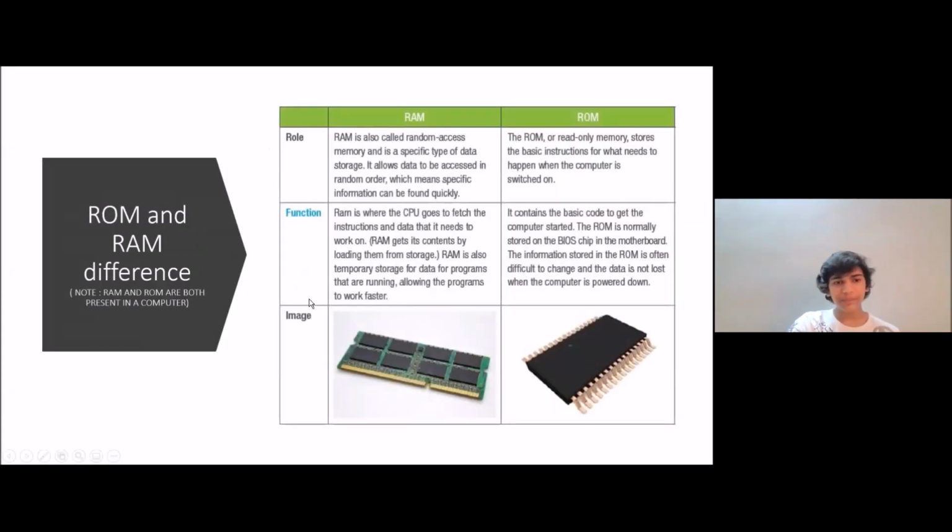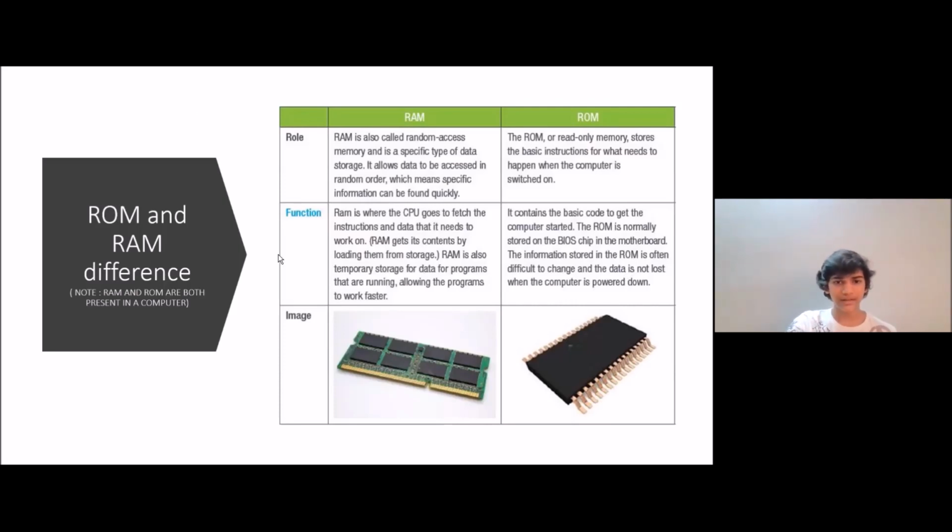Many people sometimes get confused. What is the difference between ROM and RAM? What is the difference between read-only memory and random access memory? The important thing is that these two parts, RAM, random access memory, and ROM, read-only memory, are both present in a computer. So both are needed for a computer to function. They are also like the brain of the computer, not only the CPU.